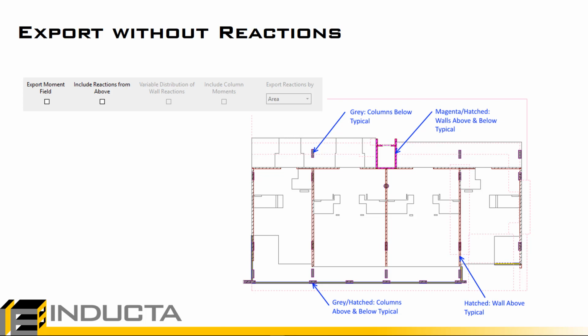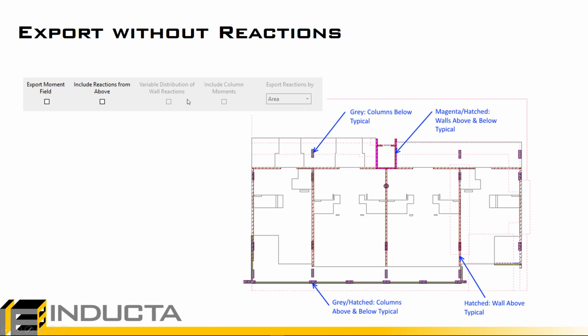So this will be demonstrated all on a different file. What we see here is a suspended slab. This residential slab is supported on columns underneath. On this particular floor, we have walls spanning between those columns above. These walls are acting as deep beams, and they will be holding our slab up, basically lifting the slab up at mid-span. The grey columns are below, hatched is walls above, and magenta is walls below.